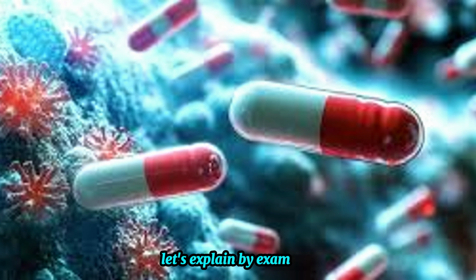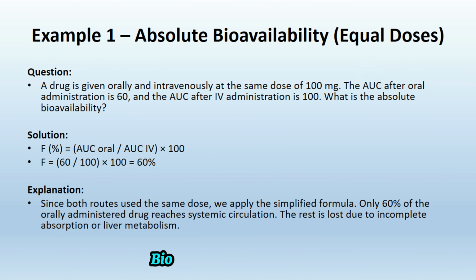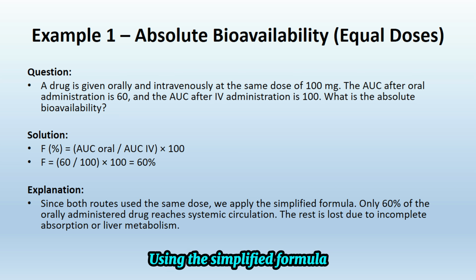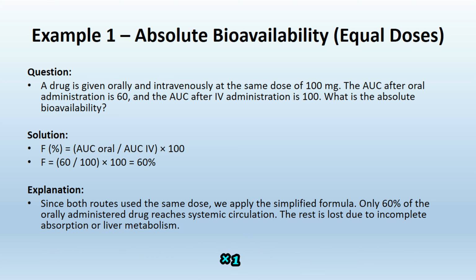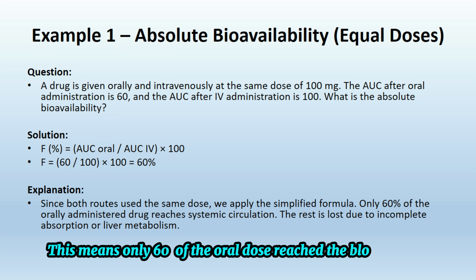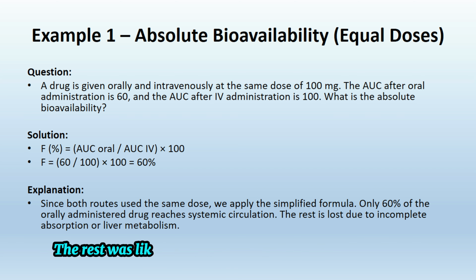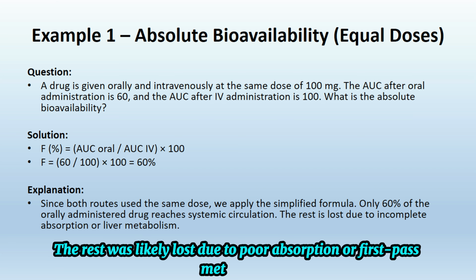Let's explain by examples. Example 1. Absolute bioavailability, equal doses. Let's say a drug is given both orally and by intravenous at the same dose of 100 mg. After measuring plasma levels, the area under the curve is 60 for oral and 100 for intravenous route. Using the simplified formula, F equals area under the curve oral divided by area under the curve intravenous route times 100. F equals 60 divided by 100 times 100 equals 60%. This means only 60% of the oral dose reached the bloodstream in its active form. The rest was likely lost due to poor absorption or first-pass metabolism.